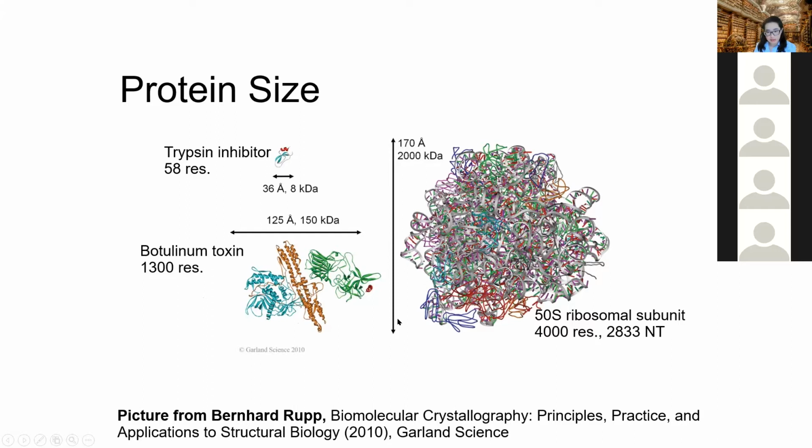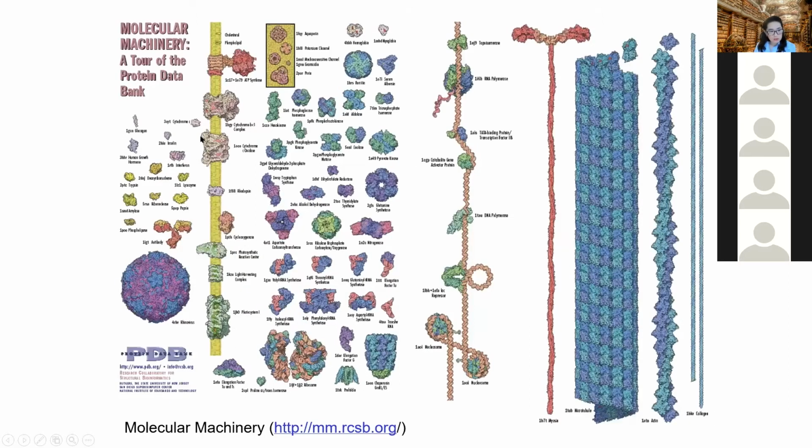And it may be as large as the 50S ribosomal subunit, which comprises 2,833 nucleotides. So it will be large. And lately, with the invention of cryo-EM, the structures are extremely large, like the whole virus or even larger. So the structures of proteins have several shapes and sizes and characteristics.